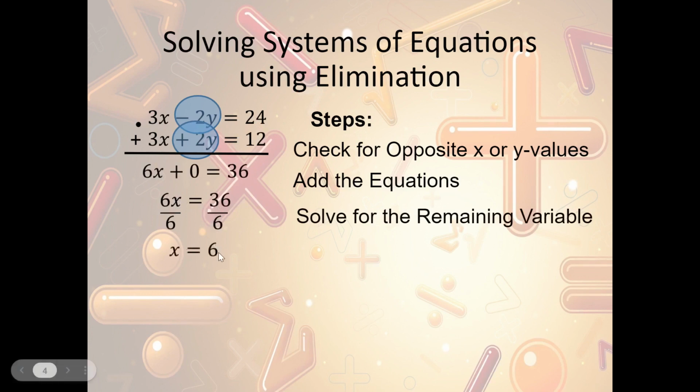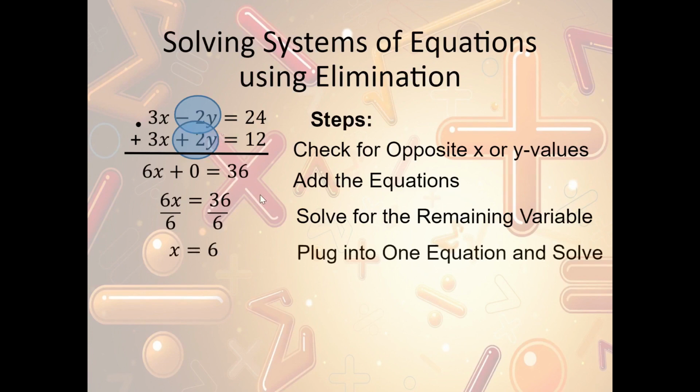So that's x. Now we know the x coordinate of where they cross, but now we need to get the y coordinate. So we're going to plug 6 in for x into one of the two equations. It doesn't matter which equation you pick as long as you plug in x as being 6. So we'll go ahead and pick this one. We'll pick the first one. And we're going to plug 6 in where x is.